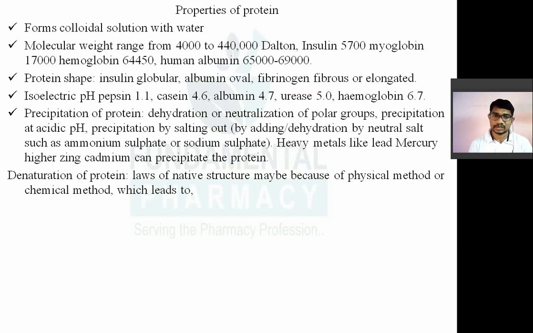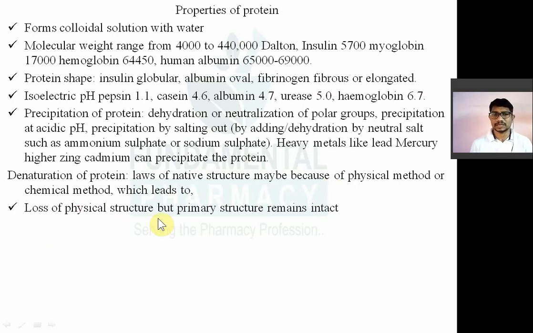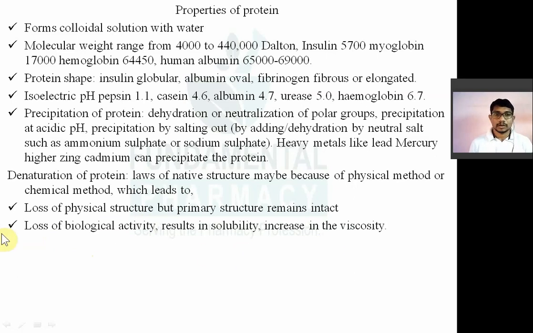Now denaturation will lead to the following things. First, loss of physical structure. Denaturation will lose the physical structure of the protein, but not the primary structure. So loss of native structure will be there, but retention of primary structure. Loss of biological activity. Suppose that you have insulin. What is its function? To bring down the blood sugar level. Now if you heat the insulin, if you denature the insulin, the insulin will not be active biologically. Denatured proteins will not be active biologically. So loss of biological activity again results in insolubility.